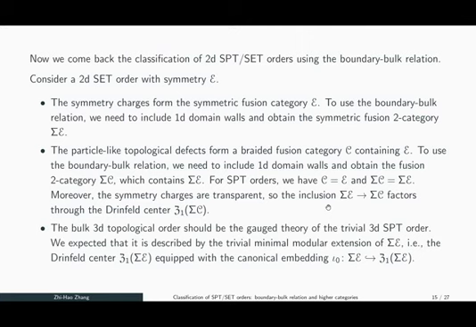Okay, then the bulk of this 2D SPT order is the trivial 3D SPT order, but now we just gauge it. So it should be described by the trivial minimal modular extension of sigma E, which is given by the junction center and equipped with this canonical embedding from sigma E to its junction center.